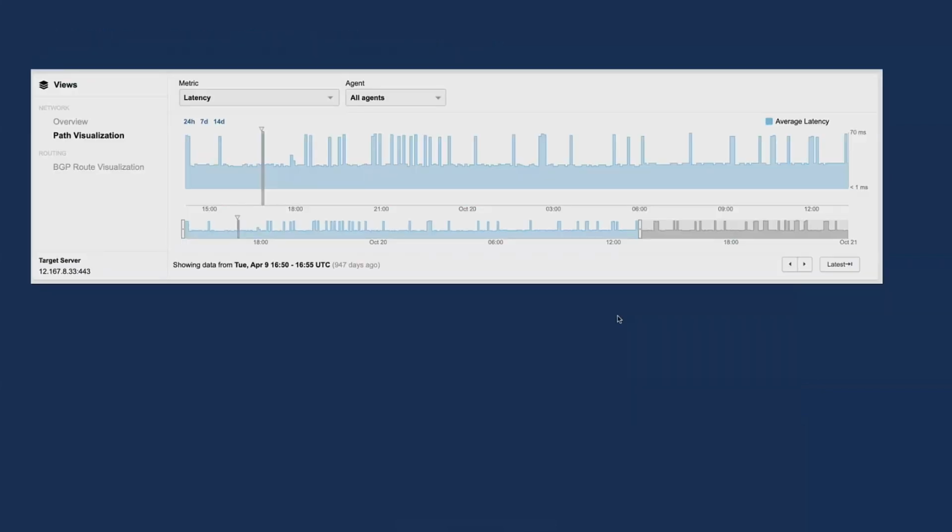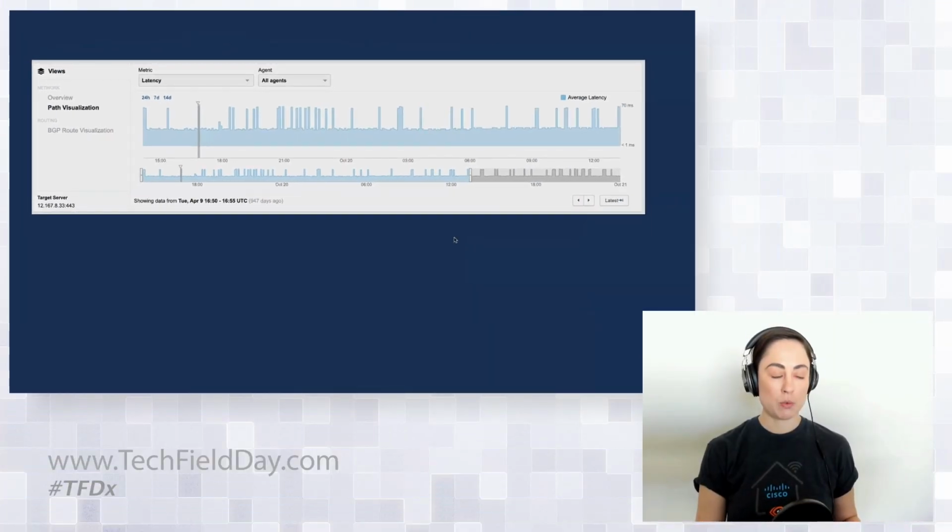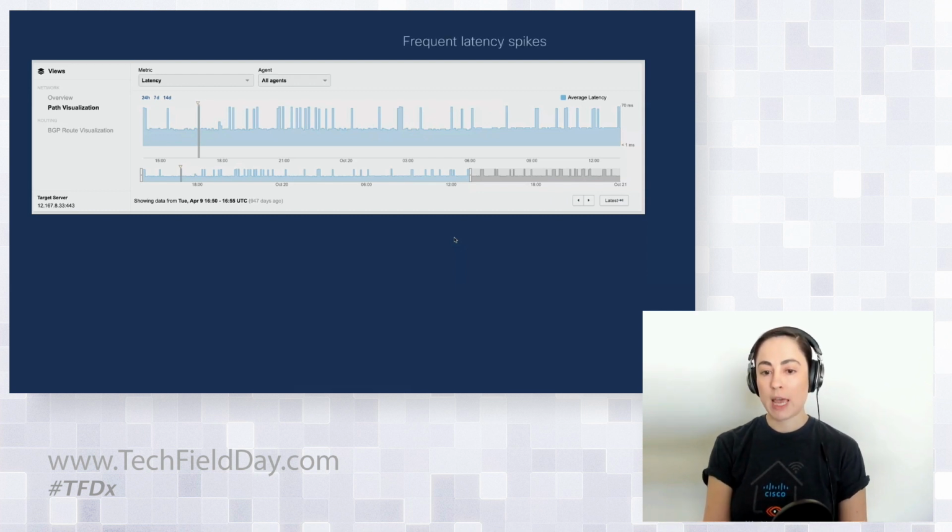So this is an example where there was a branch office connecting to a regional hub, and they had some inconsistency in terms of latency. So they would have spikes in latency, going from less than 30 milliseconds to 70 milliseconds. And so, they wanted to understand what was happening.